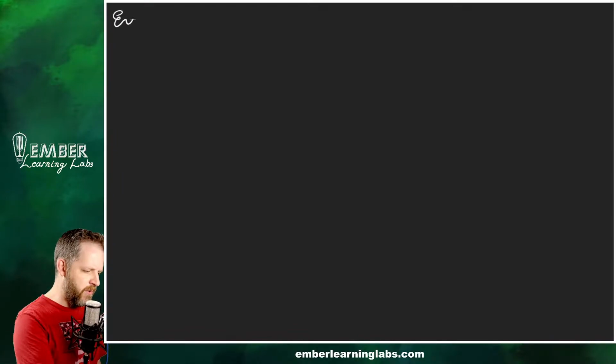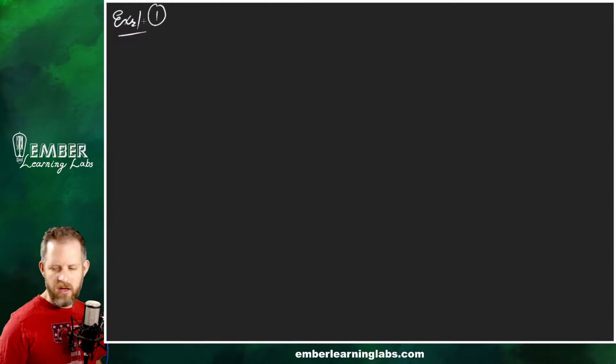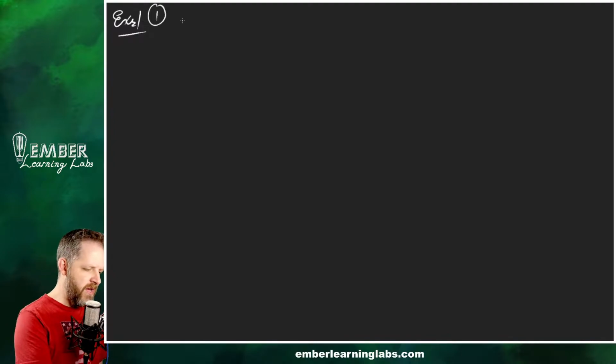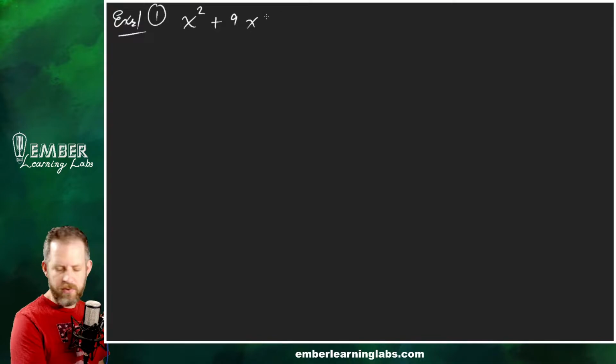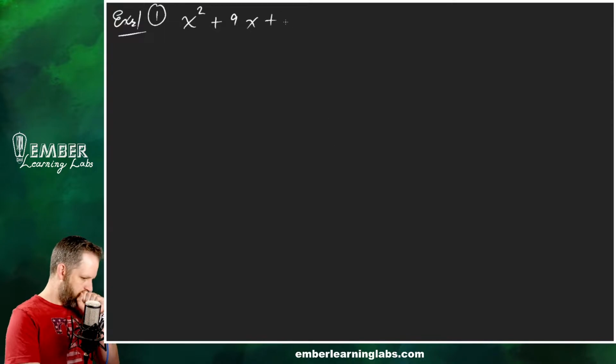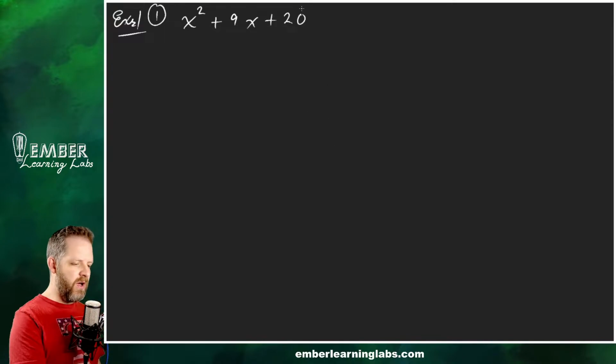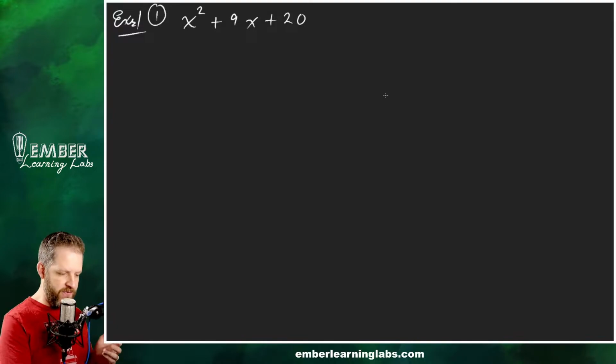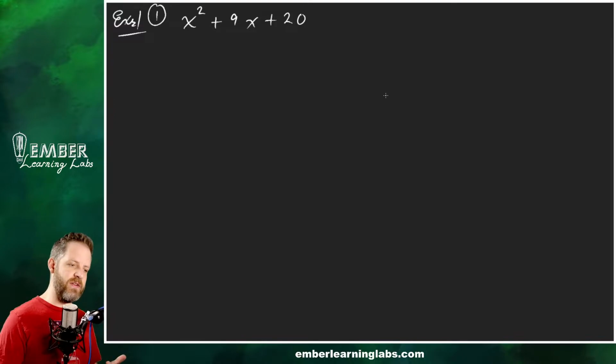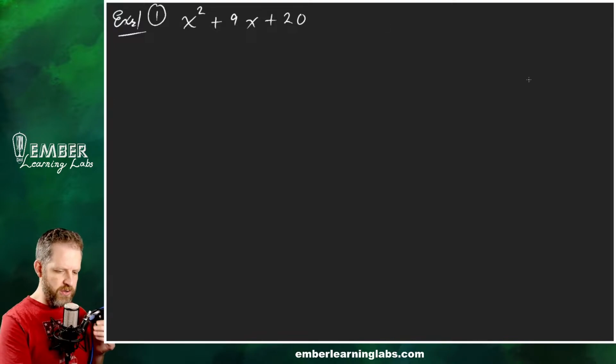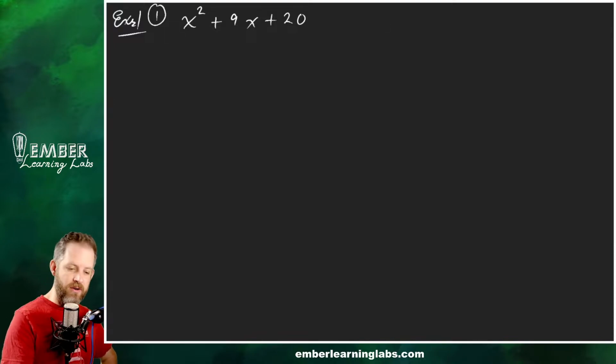So, examples, number 1. All right. First one is x squared plus 9x plus 20. So, in order for something to be factored or fully factored, we've seen this in some of our previous lessons, but you ultimately want it to be a reverse, an undoing of the distributive property.